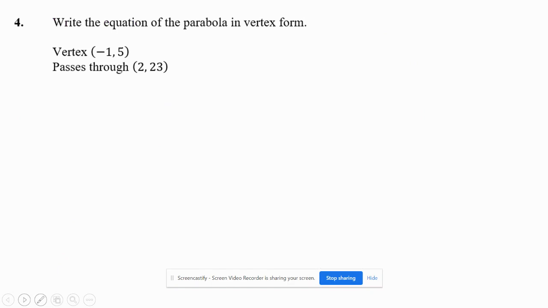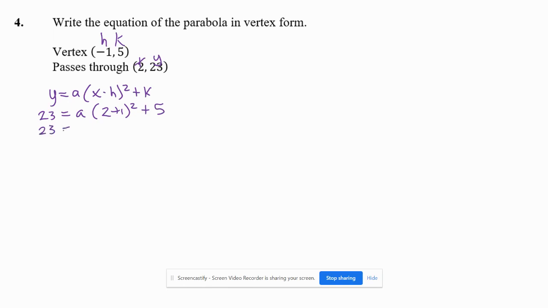All right, number 4, we want the equation of the quadratic in vertex form. So keeping in mind vertex form is y equals a(x minus h) squared plus k. In the vertex, we're given h, k. In the point, we're given x and y. So for y, we'll plug in 23. We don't know a. For x, we'll plug in 2. Opposite of h, so that's going to come in as a positive 1. And then k was a positive 5.